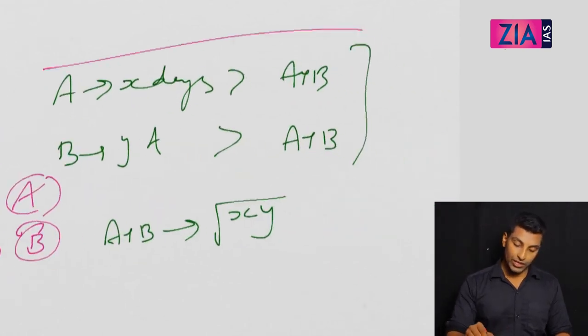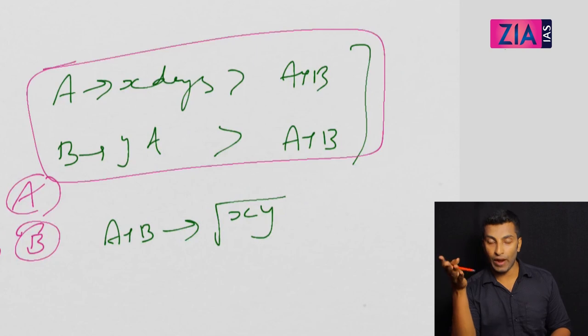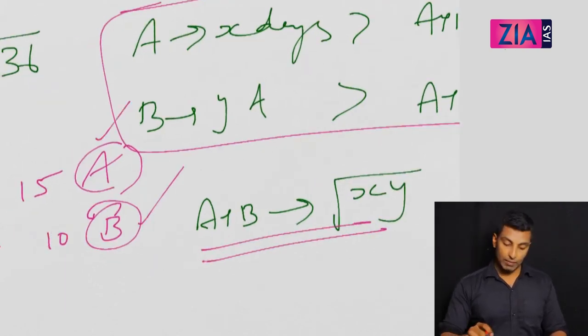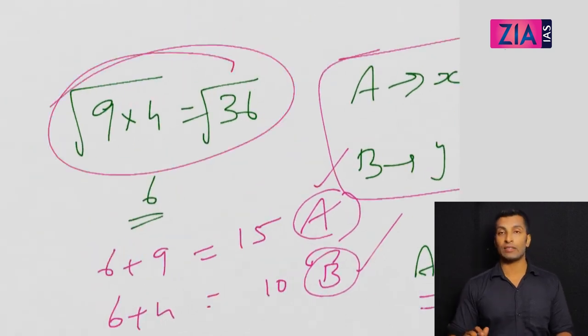So this is the information in the question. A takes X days more, B takes Y days more. So A plus B you can find, A you can find, B you can find. Just remember this: root of XY. That's it.